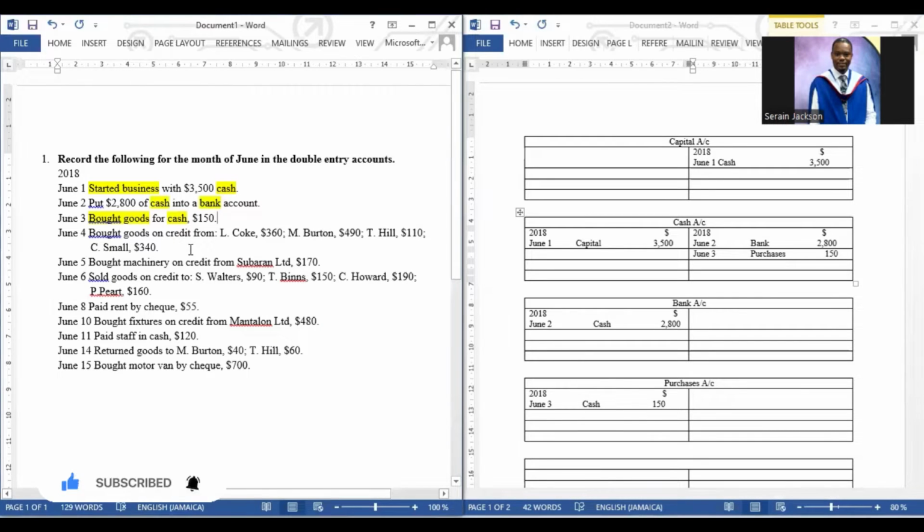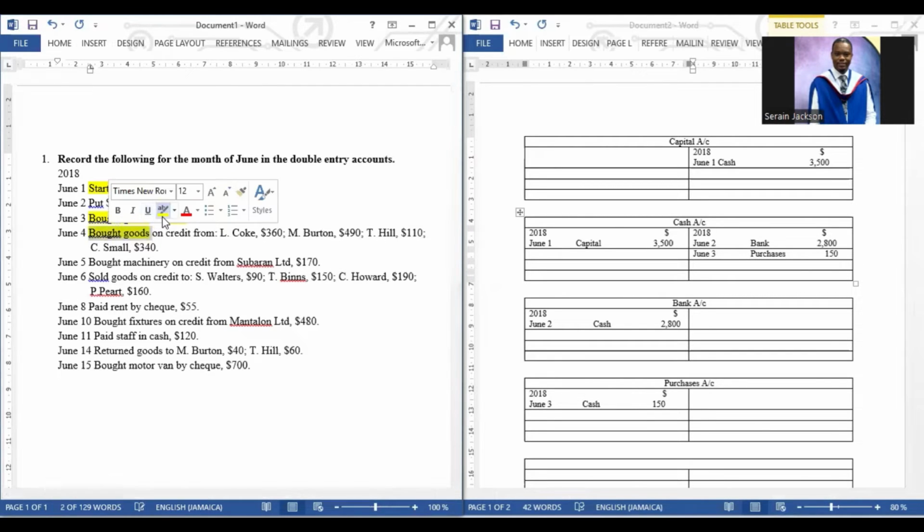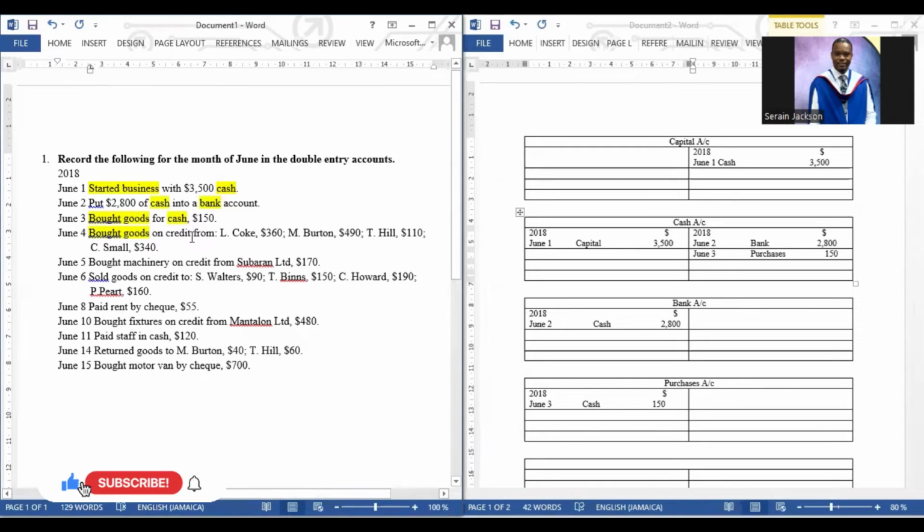Next transaction, June 4, bought goods again, all right? So once you see bought goods, you know that we're talking about what? Purchases. That is the clue, right? On credit, right? Now, this is important, on credit. Anytime you're buying goods on credit, you're not going to have a credit account. So that's not the clue. The credit here is not the clue, right? When you're buying goods on credit, you use the name of the creditors, and that is the reason why they give you the information.